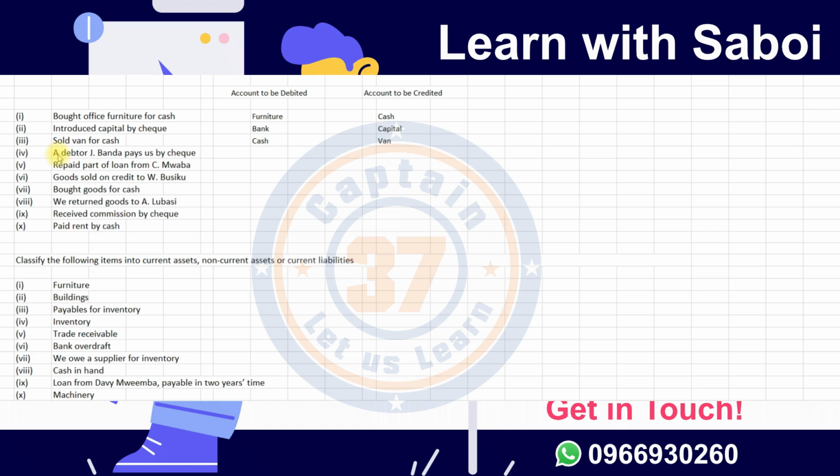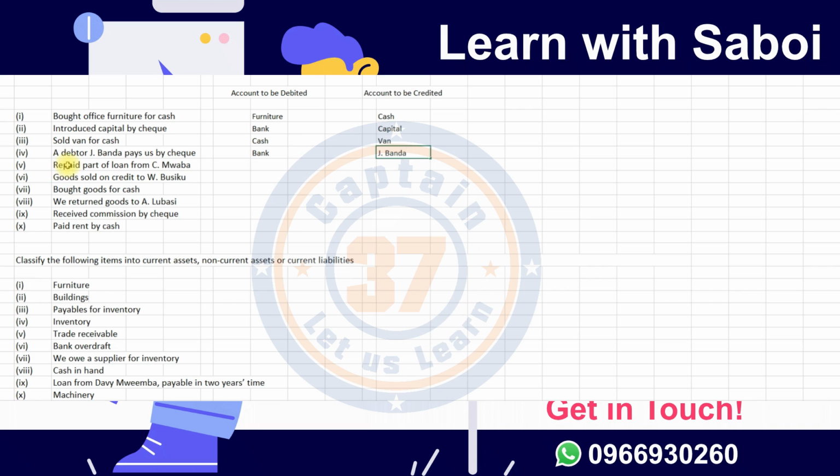Number 4, a debtor, J Banda, pays us by check. Banda owed us, then the time comes and Banda pays us. We receive a check. Do we debit check? No, you don't say check, you debit bank, because checks are dealt with at the bank. But who gave us this money? It is J Banda. So we debit bank and we credit J Banda.